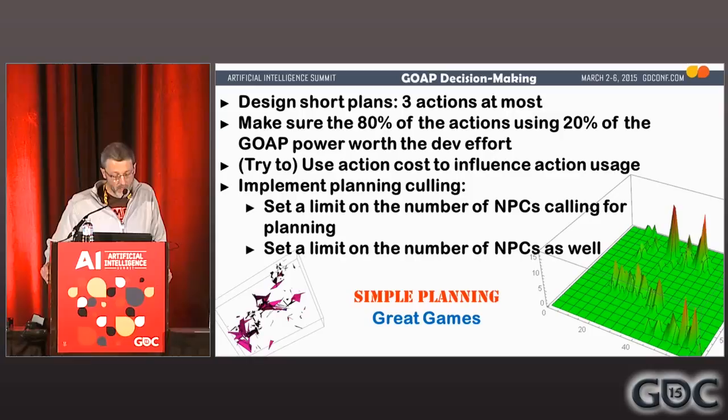Both Chris and Peter described many ways of doing this. I just wrote 2 here. Set a limit of the number of NPCs calling for planning. That's the 50 limit. And while you're at it, set a limit on the number of NPCs as well. And then you'll maybe be able to reach simple planning.